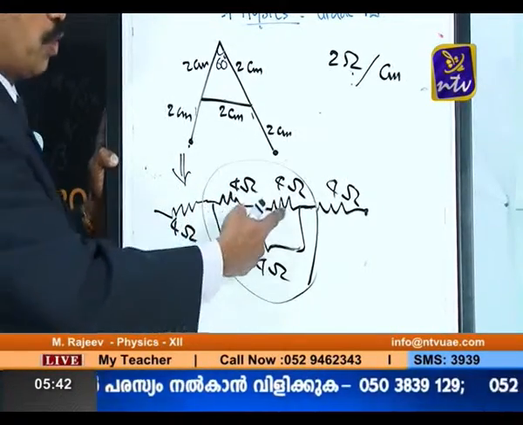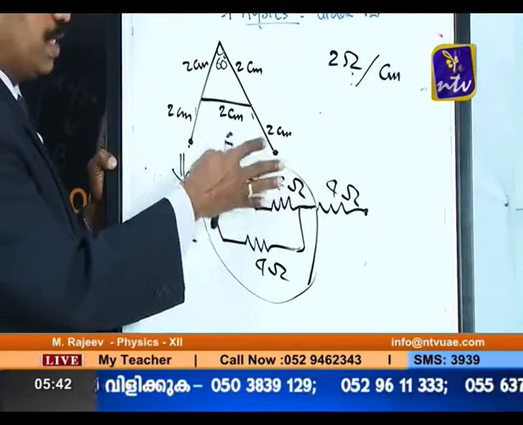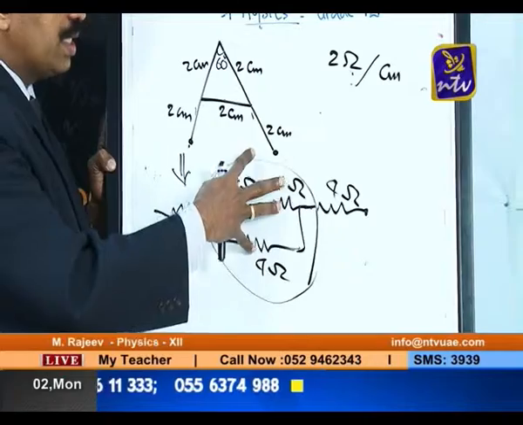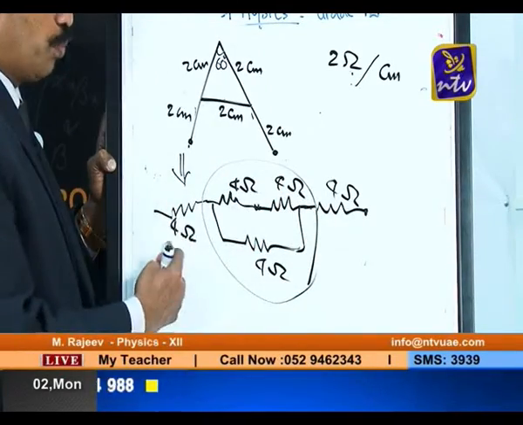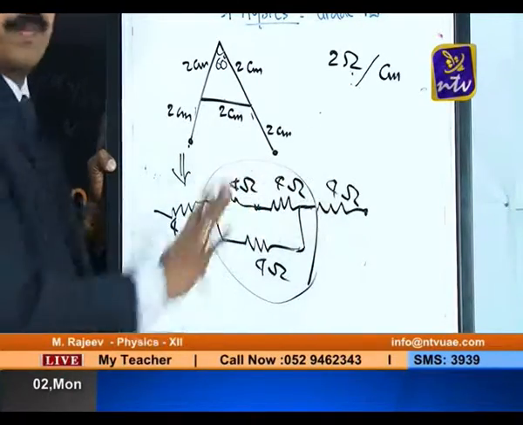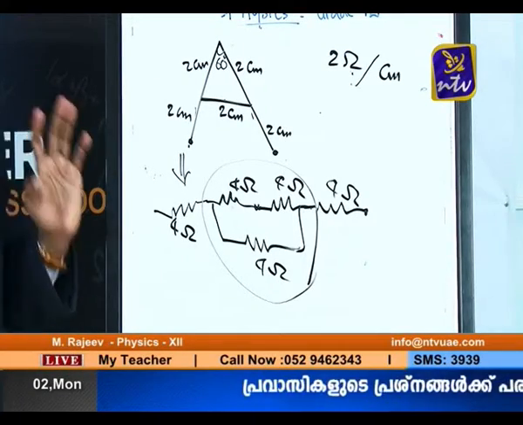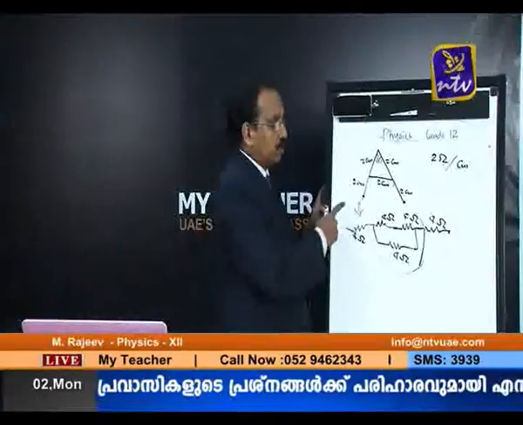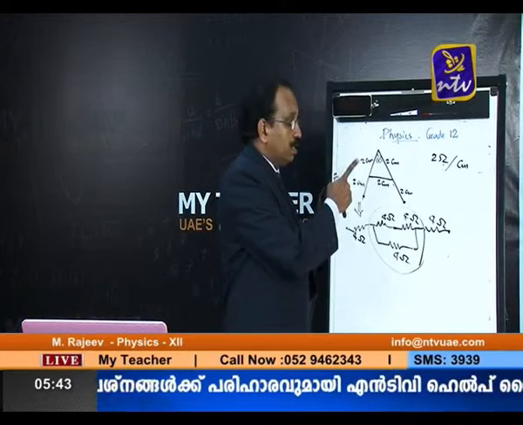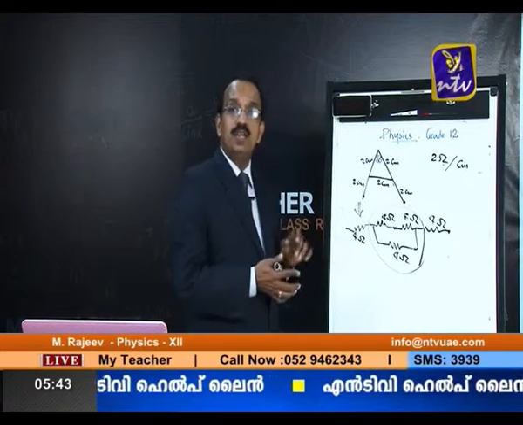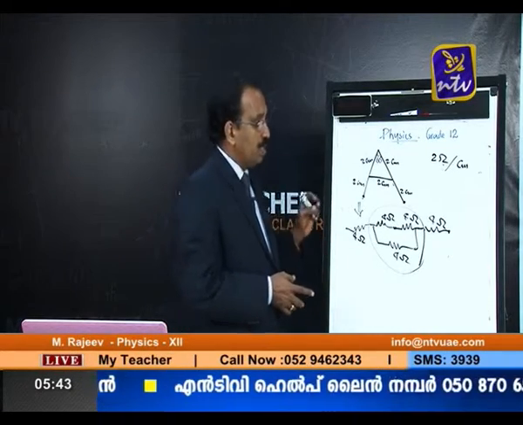Once again let me tell you, 4 plus 4, 8. This 8 is in parallel with 4. Find the effective resistance. Then that is in series with this and this. That is 4 plus this whole thing plus 4. That will be the total resistance. I hope it is clear. Clear? So this is, all of you have seen the question. This is how you have to reduce it, and further you can calculate the effective resistance.